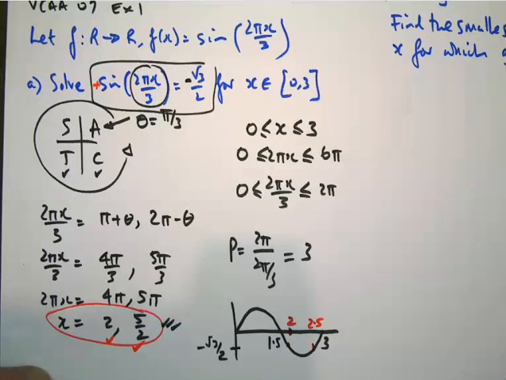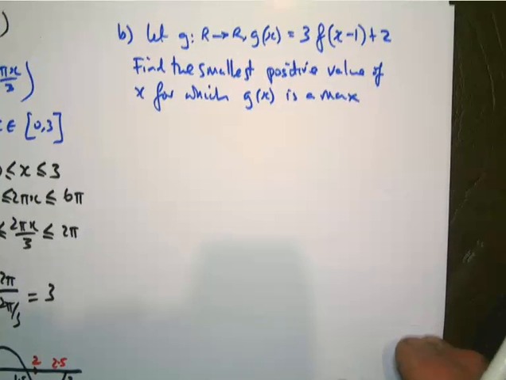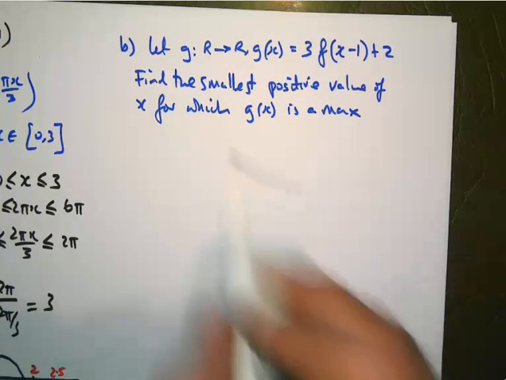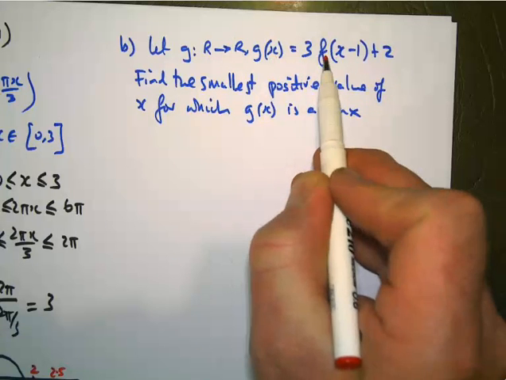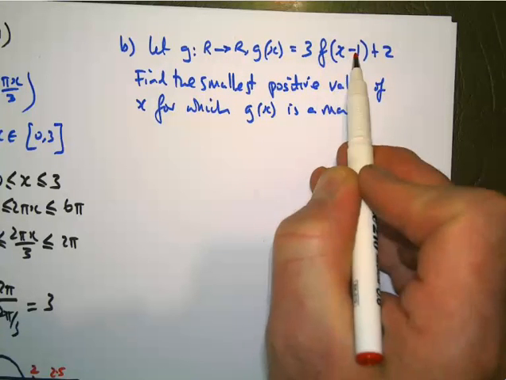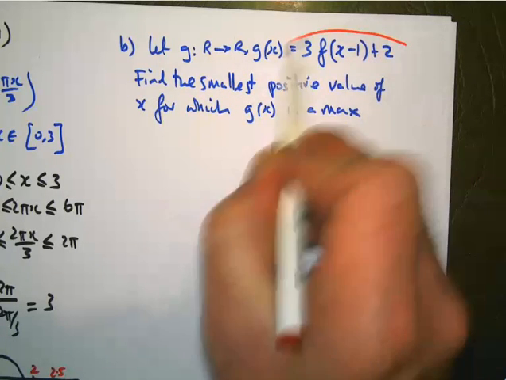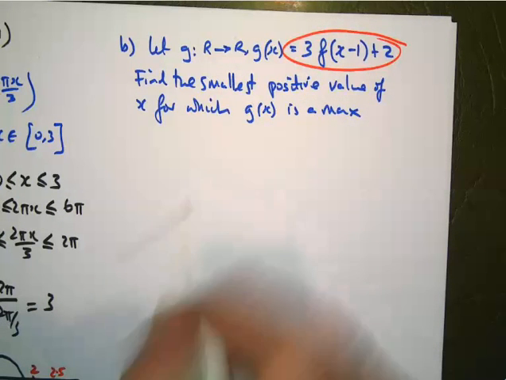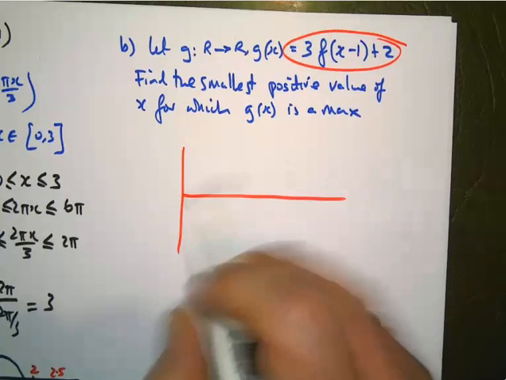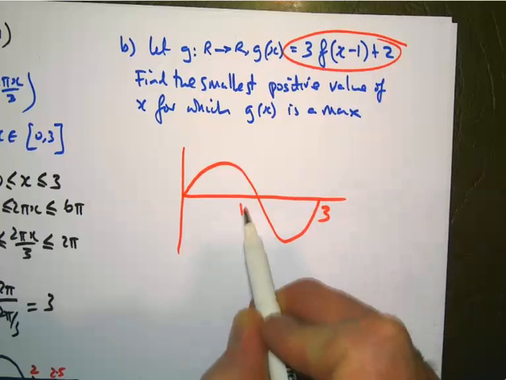Okay, let's consider part B. Let g map all real numbers to all real numbers. g(x) equals 3 times f(x minus 1) plus 2. So g is a transformation of f. And f is the same as this function I solved in part A. So f, if I had a restricted domain, would look like this.